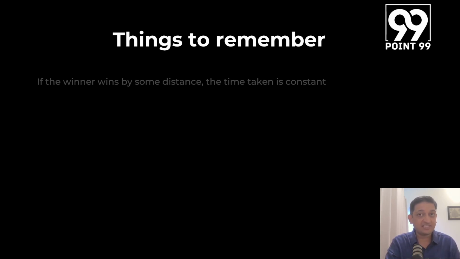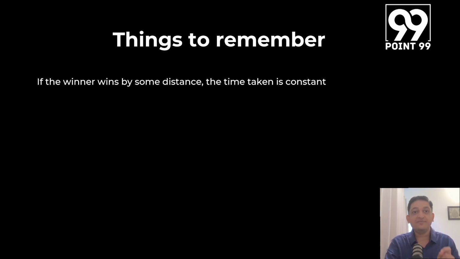Now, there are a couple of things that you have to remember, as I had previously mentioned. The first thing is, if the winner wins by some distance, then the time taken is constant. This is a much more mainstream case, that 2 or more people will start at the same point in time and they will finish the race such that when the winner finishes, there will be a snapshot taken. That snapshot will tell you that the winner has won the race, and at the same point in time, the opponent would be some distance behind the winner.